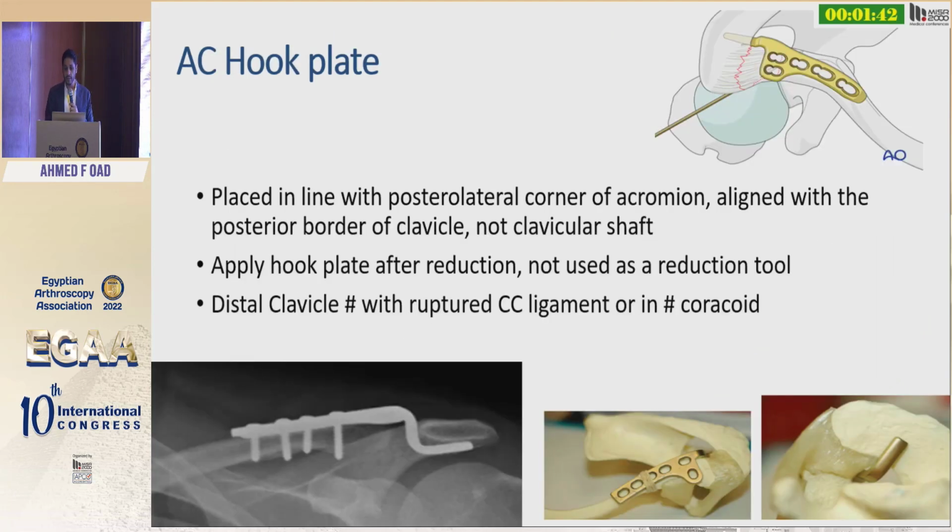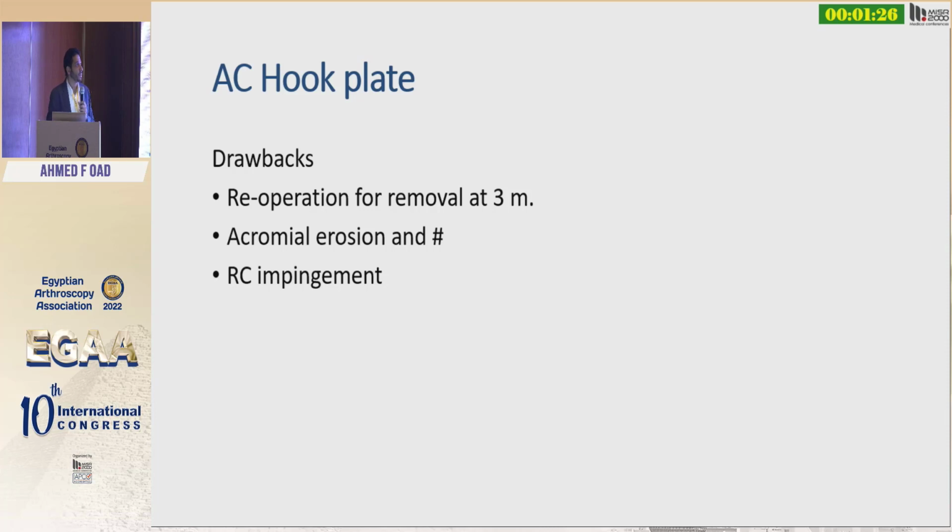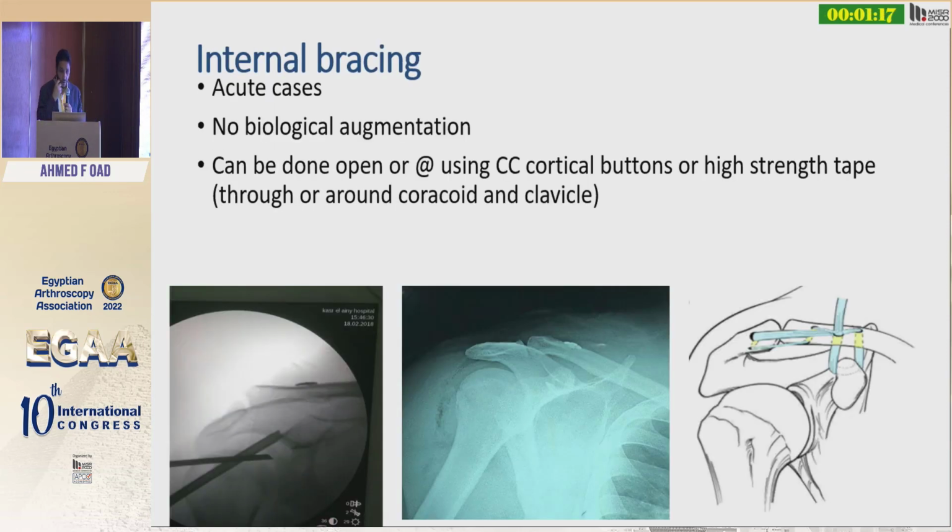The AC hook plate is not a reduction tool. It should be applied after reduction of your AC dislocation and should be placed in line with the posterolateral corner of the acromion or with the posterior border of the clavicle and not directly with the clavicular shaft. But it may need reoperation at 3 months for removal with acromial erosion and impingement of the rotator cuff.